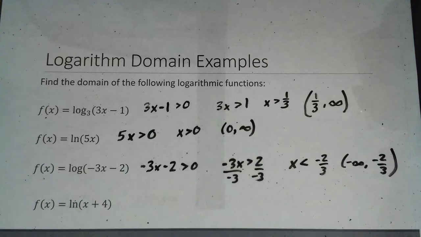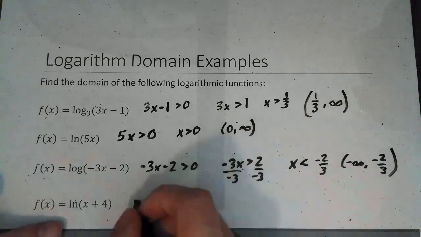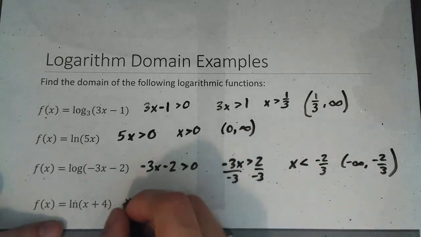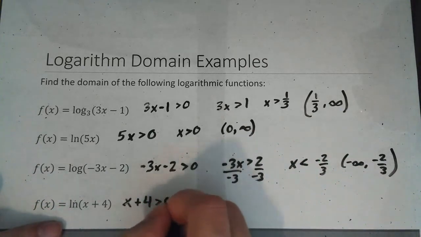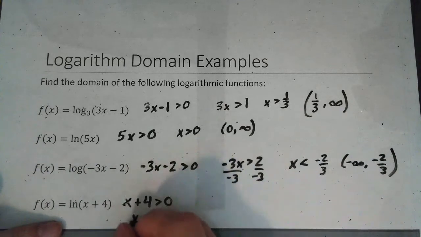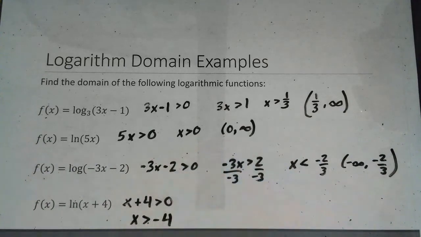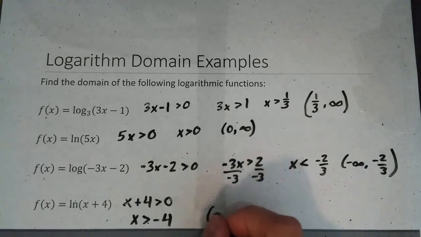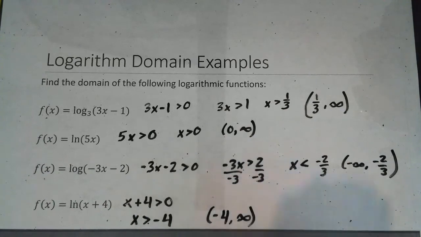Finally, we're looking at the natural log of x plus 4. Just like always, I need that argument to be positive. So x plus 4 has to be greater than 0. If I subtract the 4, I get x is greater than negative 4. I would write that in interval notation as negative 4 to infinity. So I can plug in any number between negative 4 and infinity, and I'll get something out.